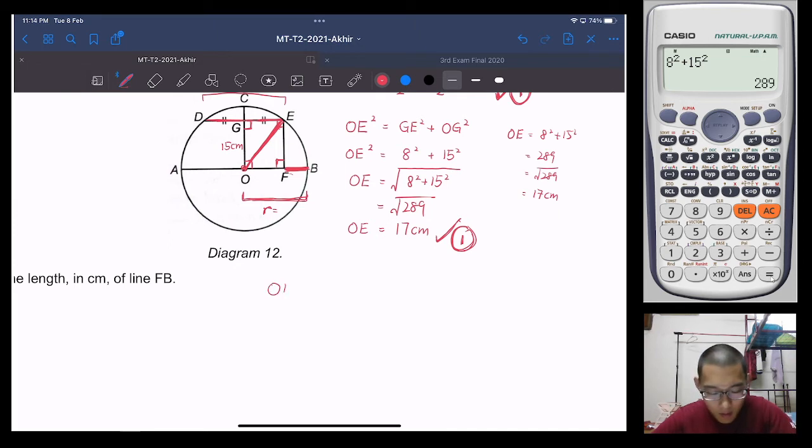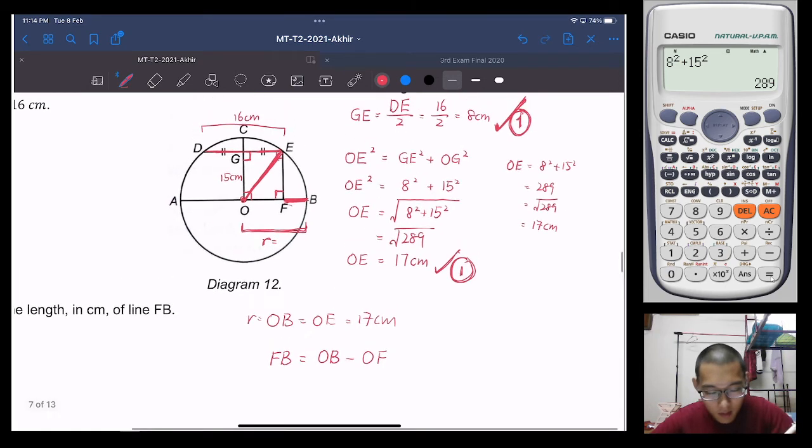So now OB is the same as OE, right? It's a radius, so it's 17 cm. This one you no need to write down also, but you need to understand OB is a radius. So we try to find out what FB is. Not the Facebook. FB is equal to OB minus OF. What is OF? Where is OF?